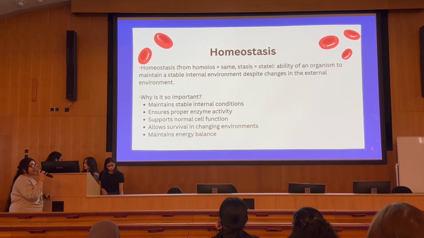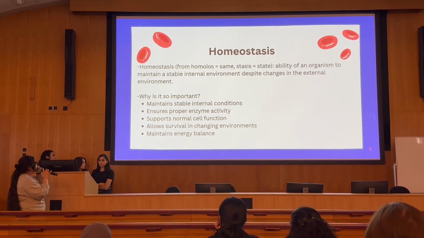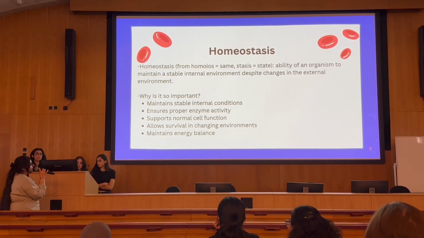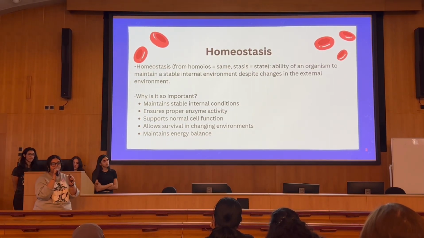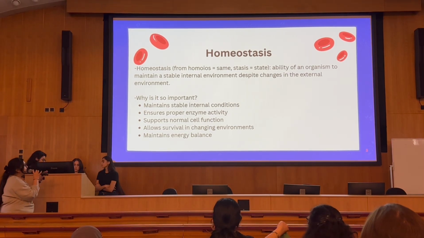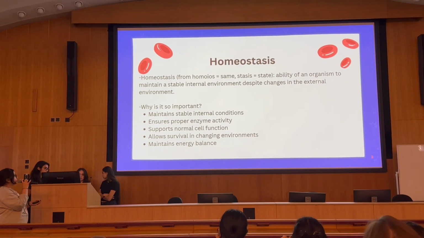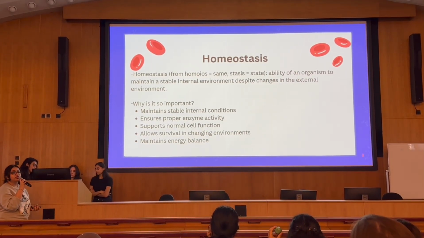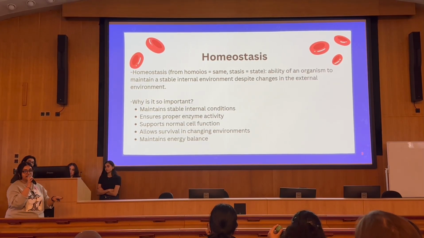Maintain stable internal conditions like temperature, pH, all those things. So it's for maintaining the internal condition, ensuring proper enzyme activity. All your enzymes have a specific requirement, temperature or pH, to work. So homeostasis is once again responsible for keeping that, supporting normal cell function, survival in changing environments, maintaining energy balance, that is your glucose and oxygen intake, are all controlled by homeostasis.